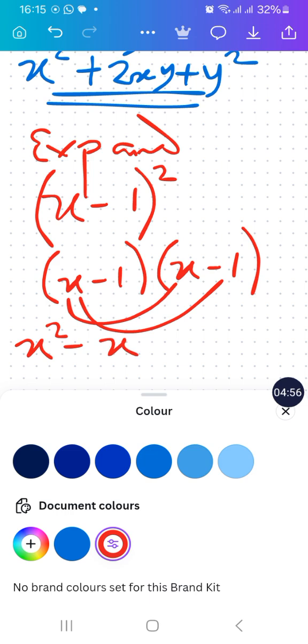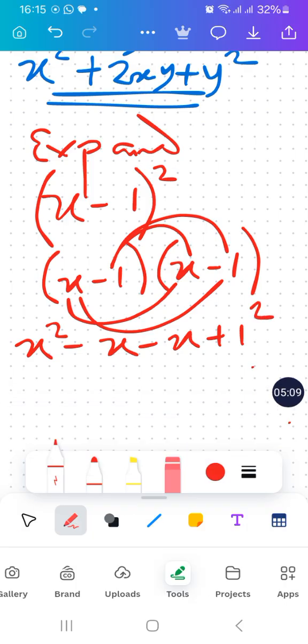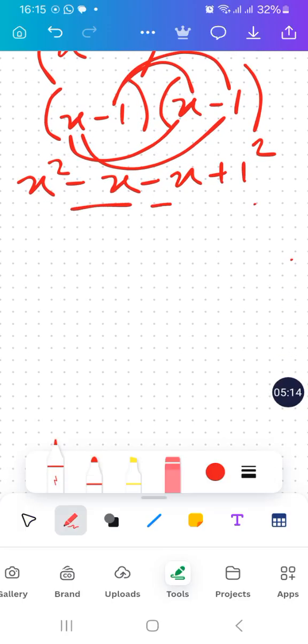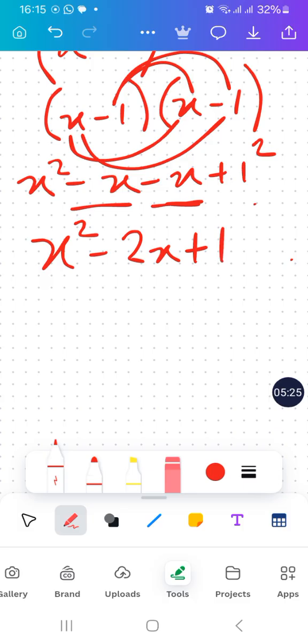You have completed your mouth, mouth. Then you go ahead with your nose, nose. Minus 1 multiplied by x, that's minus x. Minus 1 multiplied by minus 1, that's plus 1 squared. And when you look at this, you will discover that there are things that look alike. Minus x and minus x look alike, so you can bring them together. So I have x squared minus 2x plus 1 squared, and 1 squared is the same thing as 1. So this is what our final answer is going to be.